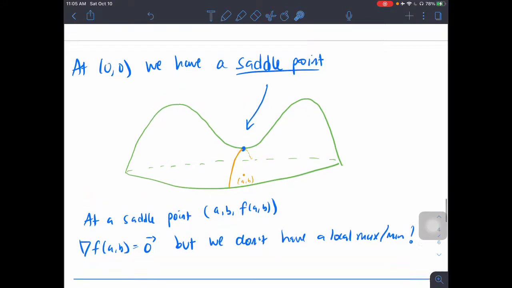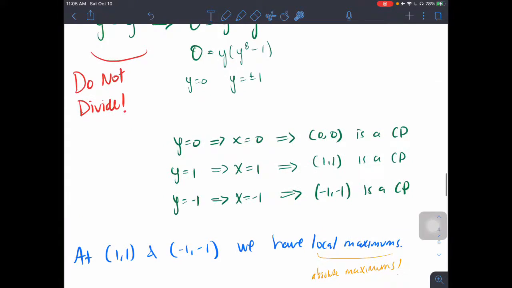So the question is, if I was to find these 3 points, how can I determine, without looking at the graph, what's going on at those 3 points? And so that will be covered in the following video, all right?